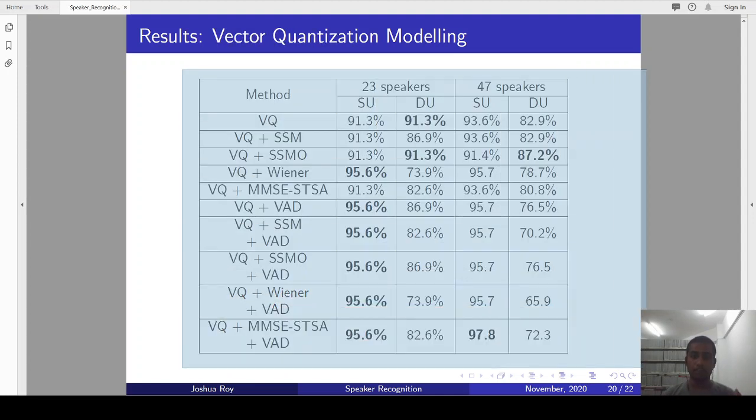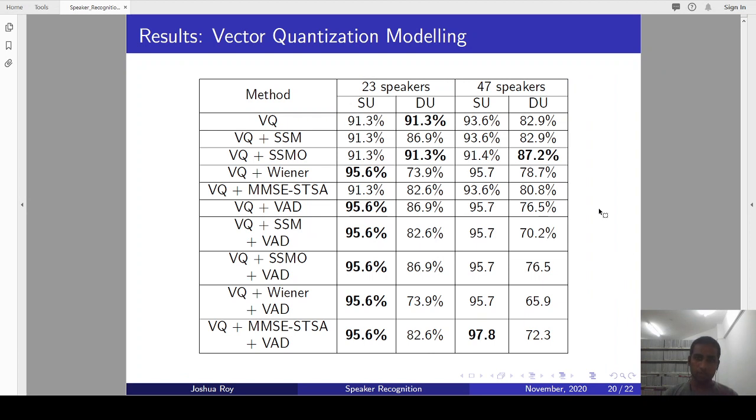VQ, on the other hand, was giving very promising results. The important thing to note is that this is a generic VQ algorithm, with no reduction or enhancement algorithms used. For the same utterance, it gave us 93% accuracy. But when we considered a noise reduction algorithm with voice activity detection, we got 97% accuracy, from 93 to 97, which is quite a big jump.